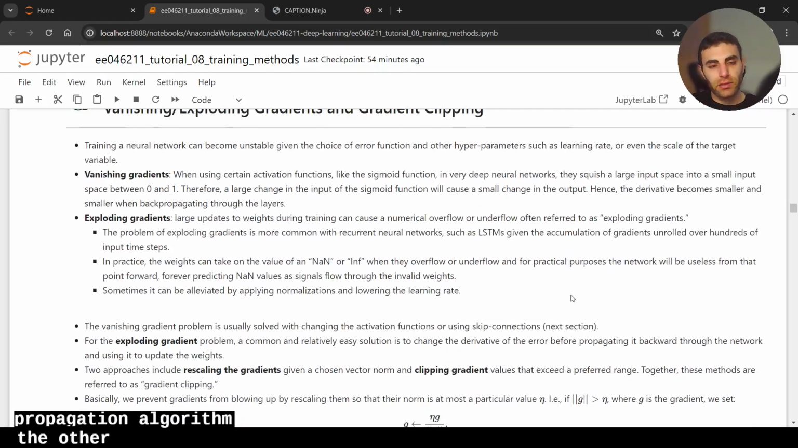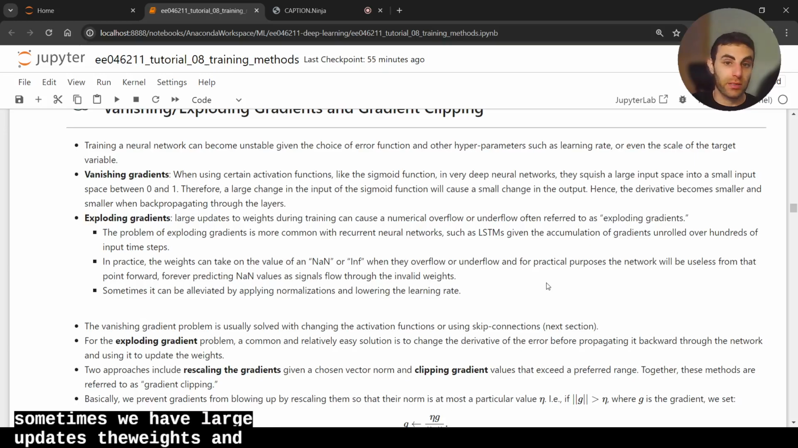The other direction, exploding gradients: sometimes we have large updates of the weights, and it can cause numerical overflow or underflow. And the problem is more common in RNNs, right? We talked about it. And in practice, what you'll see is NaN or inf in your losses and the gradients. This means something does not work.